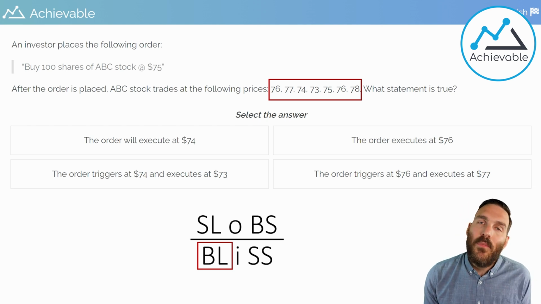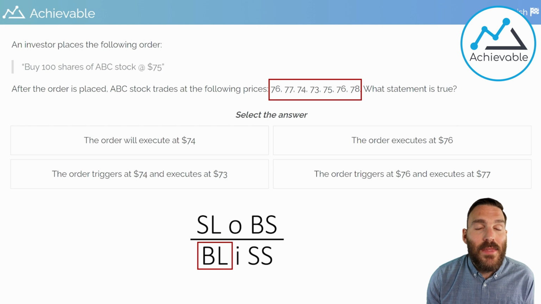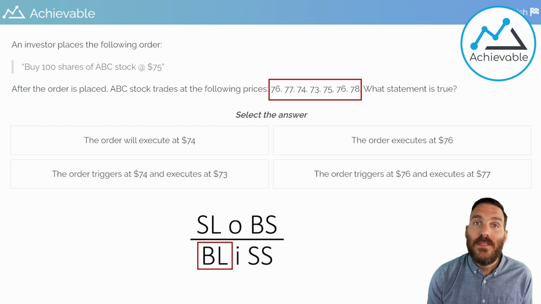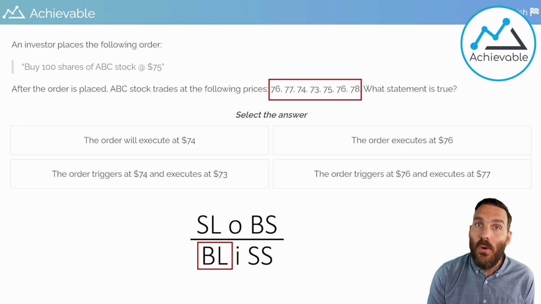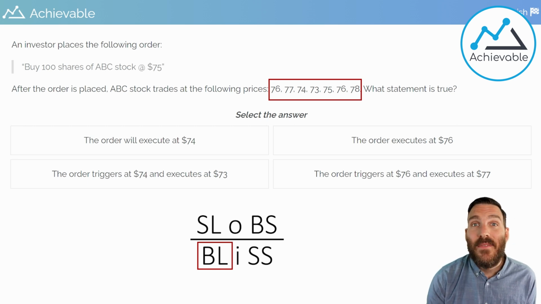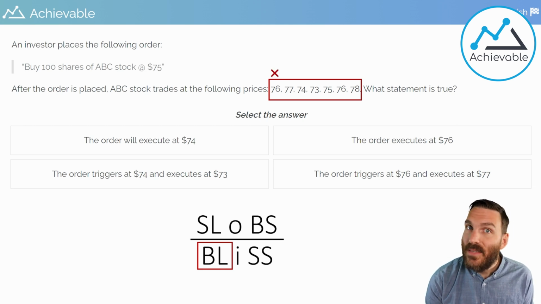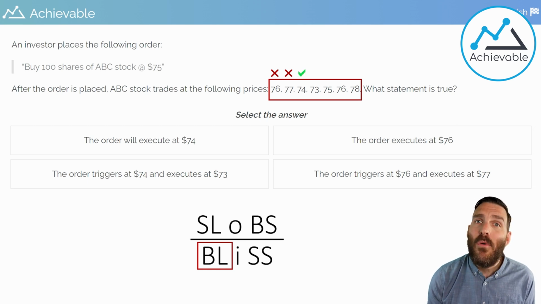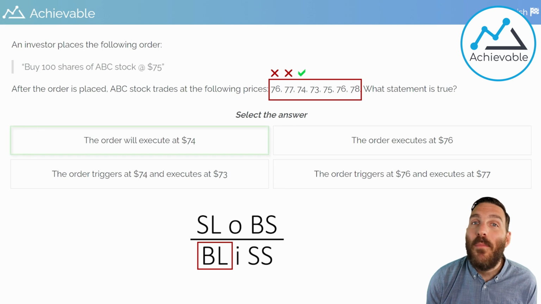We just need to make sure we're reading these numbers from left to right, and the first price that we come across reading left to right that gives us a price of 75 or below, that will be the price at which the order is executed. 76, is that 75 or below? Nope. 77, is that 75 or below? Nope. 74, is that 75 or below? Yes. 74 is the first market price that hits our threshold, and in fact, that is where the order is executed. And that will be our answer here.